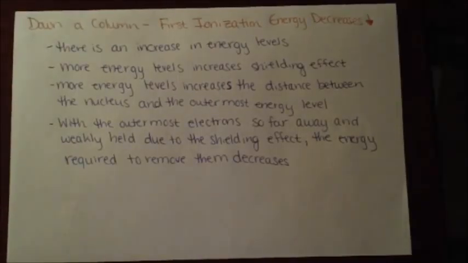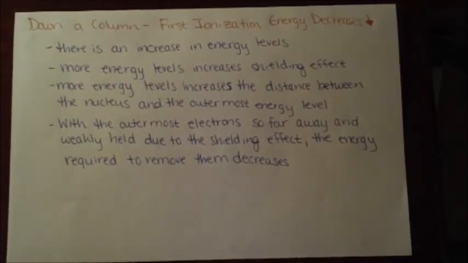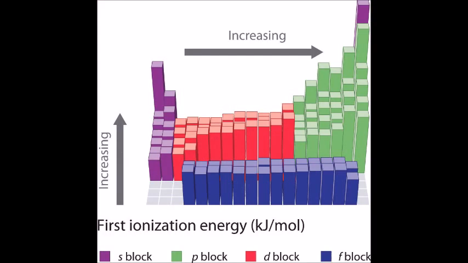Down a column, first ionization energy decreases. There is an increase in the number of energy levels. More energy levels increases the shielding effect. More energy levels also increases the distance between the nucleus and the outermost energy level. With the outermost electrons so far away and weakly held due to the shielding effect, the energy required to remove them decreases. As you can see in the image, the first ionization energy increases to the right and decreases down a column.